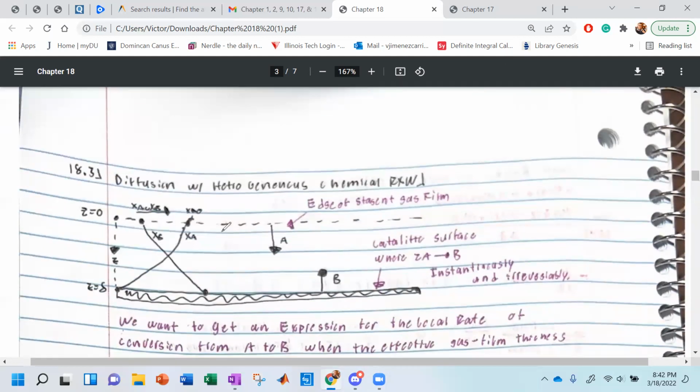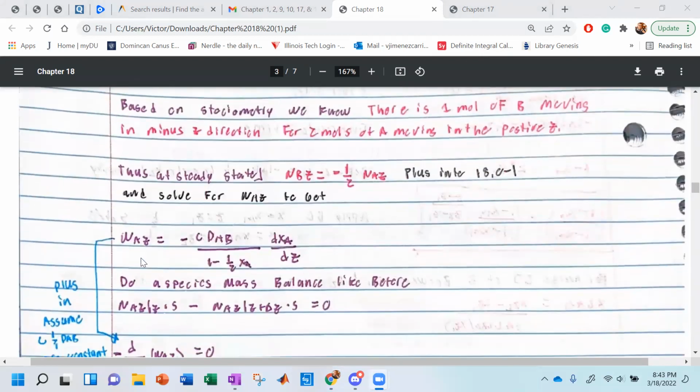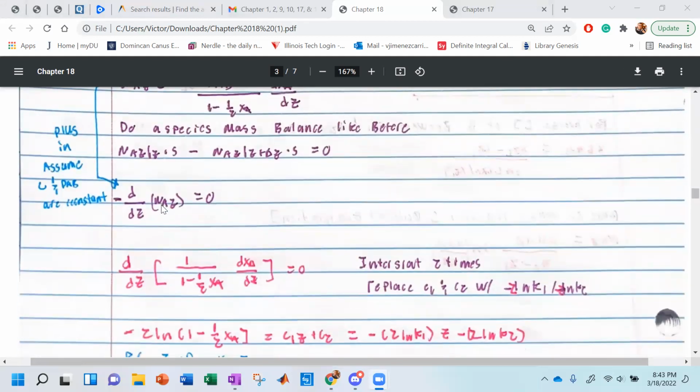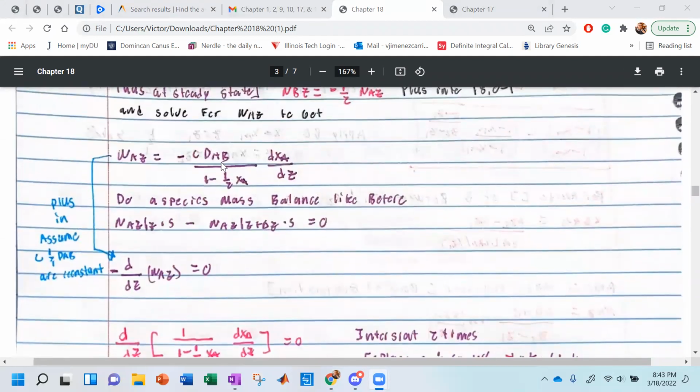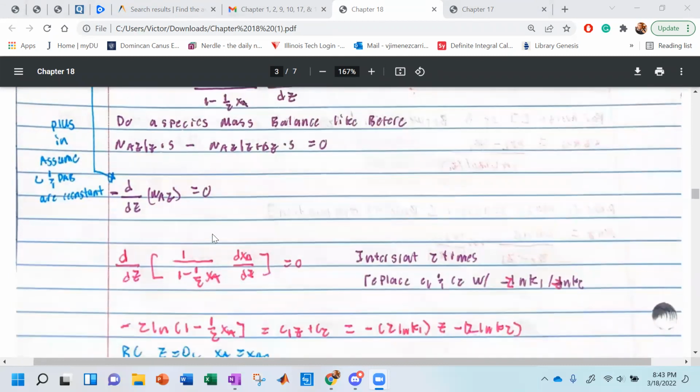Take a random slice, you realize that there's a random NAZ at Z, and then there's also a random NAZ at Z plus delta Z. And we're going to arbitrarily name the reactor volume S. Doesn't really matter. It's the same exact thing we did before. The only difference actually will be this NAZ term that we plug in to this equation. In a similar sense, we're going to divide by delta A, B, and C, so we get those outside, assuming they're constant.